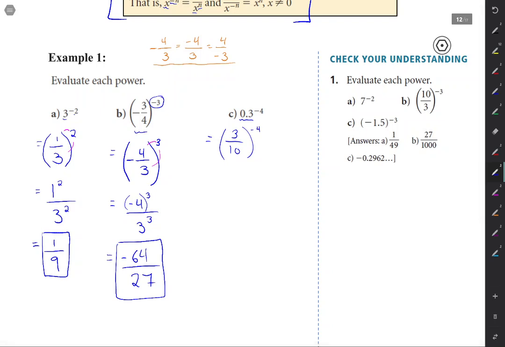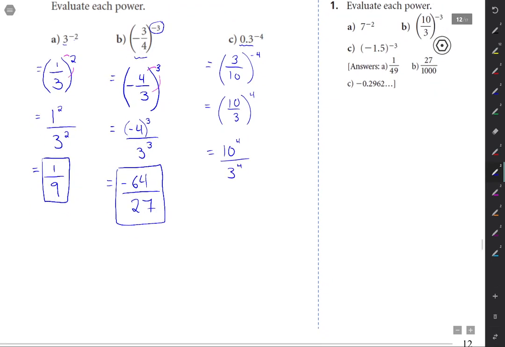Now we need to get rid of that negative exponent, so we're going to take the reciprocal of our fraction. So it's going to turn into 10 over 3 to the power of positive 4. And now we're going to apply that 4 to the numerator and the denominator. So we'd have 10 to the power of 4 over 3 to the power of 4.